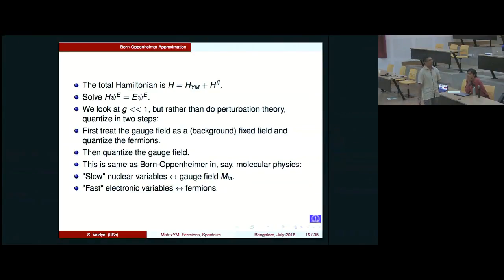You can look at what Gauss law means, how Gauss law looks in the Born-Oppenheimer approximation. The correct way of doing things is to look at what Gauss law means in the Born-Oppenheimer approximation. And it's very important because it carries signatures of anomalies.